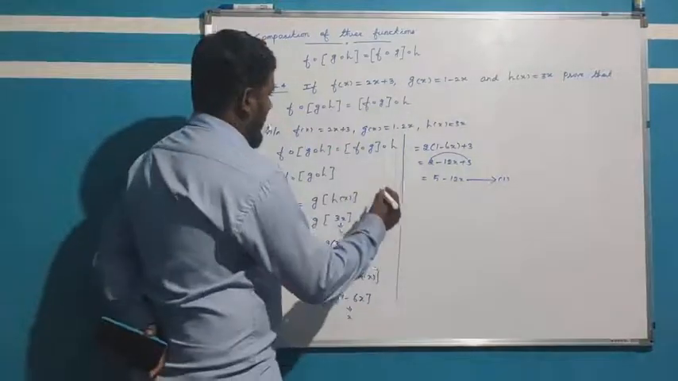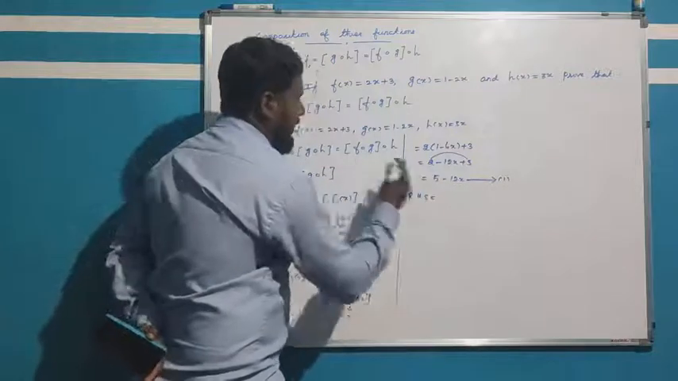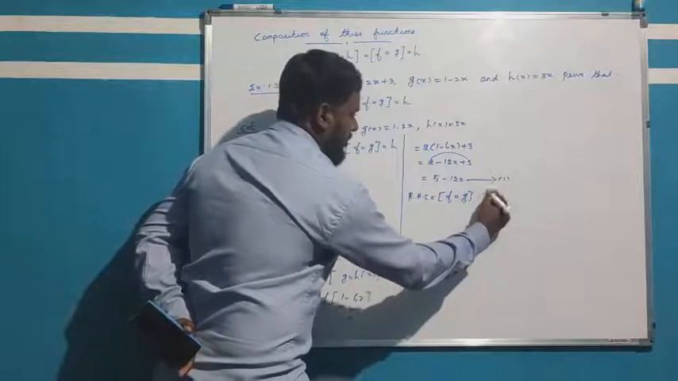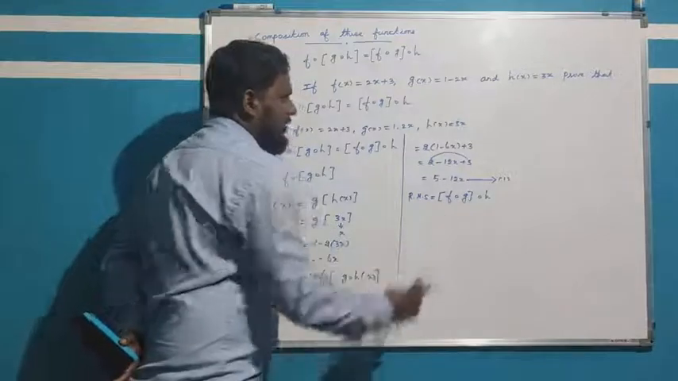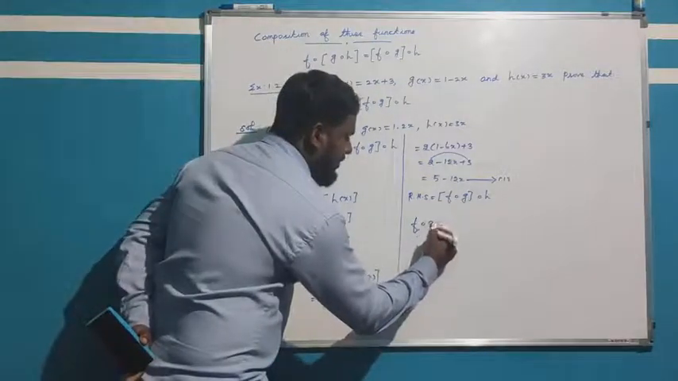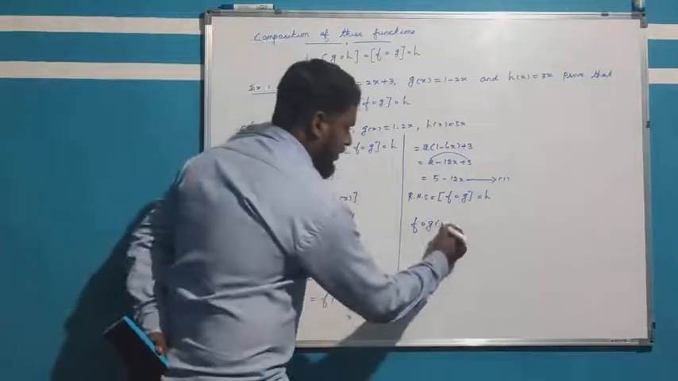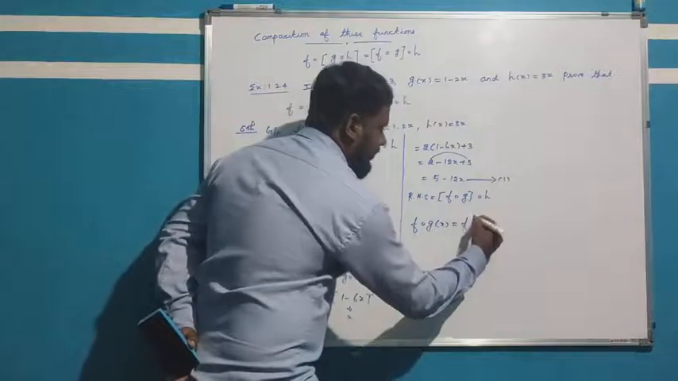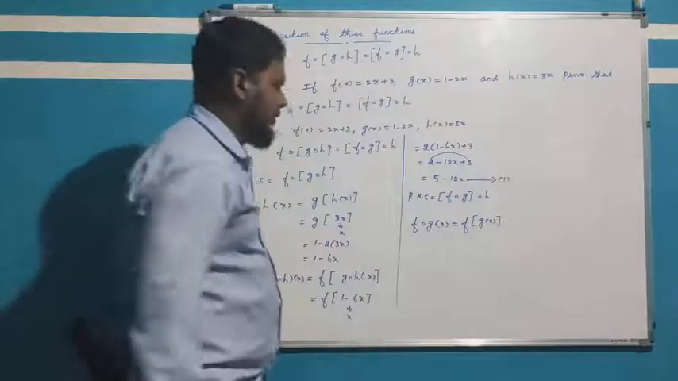So what is the RHS? (f composite g) composite h. First, inside the bracket, we have to find f composite g. What is f composite g? f composite g means (f composite g) of x. We can convert it to f of g of x.